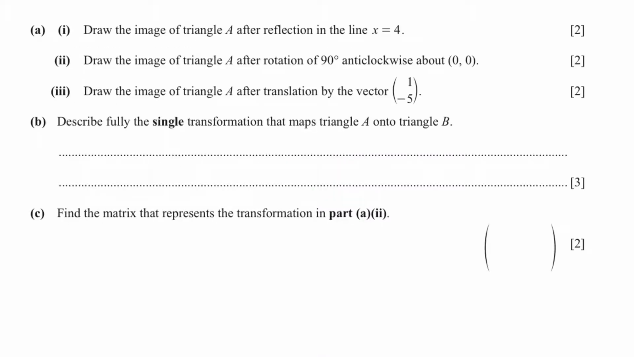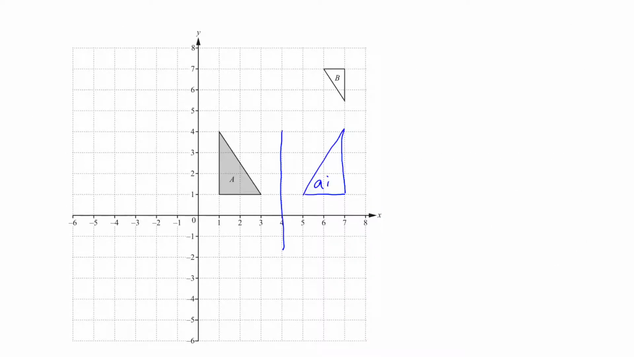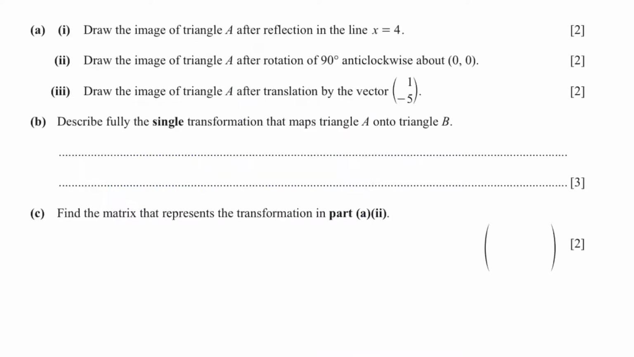Next question. Draw the image of triangle A after rotation of 90 degrees anti-clockwise about 0, 0. When you are performing a transformation concerning rotation, you should use a tracing paper. It becomes very easy to solve. So this image here is your triangle A after rotation 90 degrees anti-clockwise from center 0, 0.